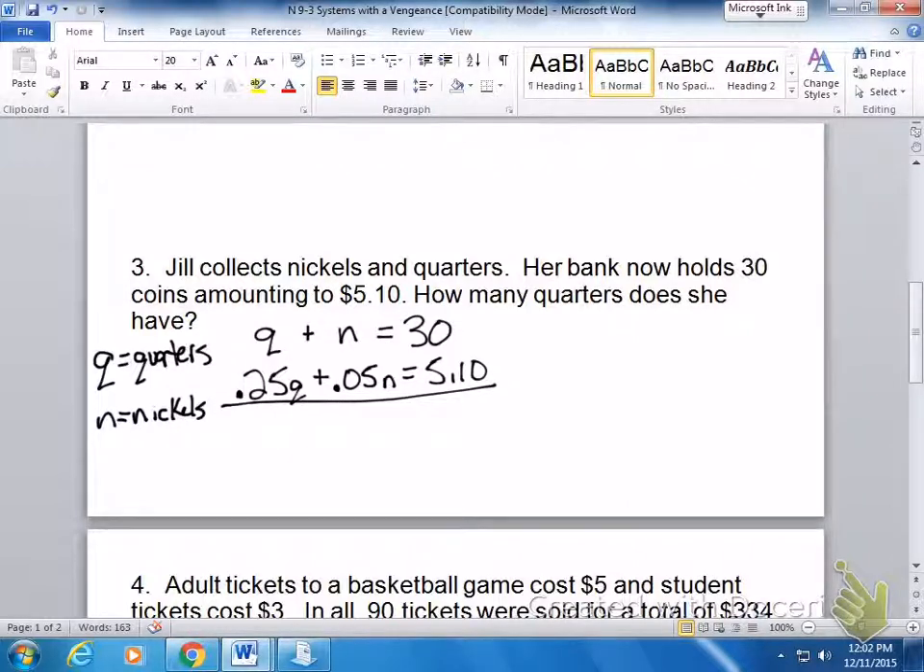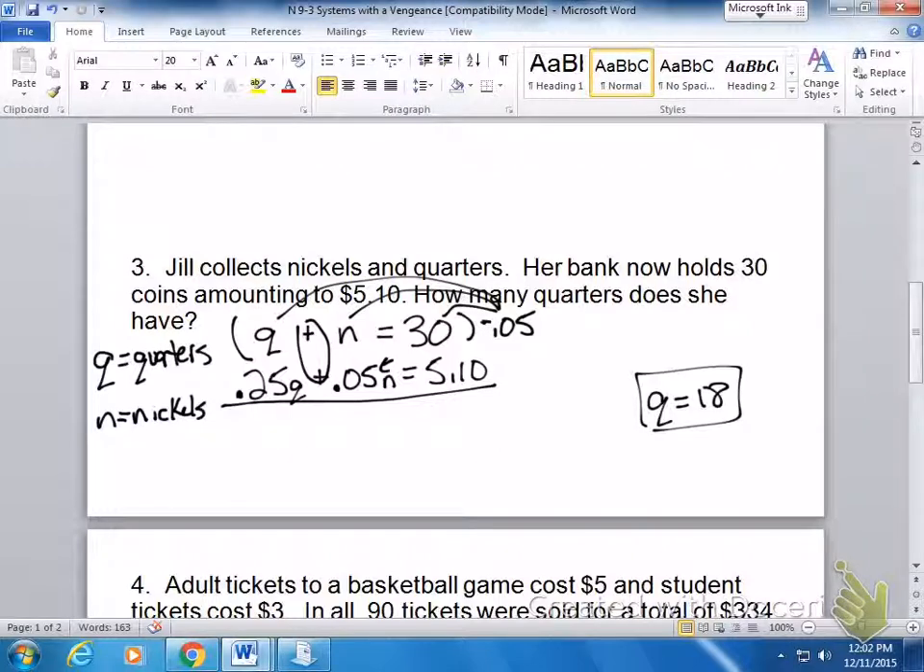So this one looks like it's set up for elimination. It says that we're going to try to find quarters, so you want to try to eliminate n. So if I was going to eliminate n, I would multiply the top equation by negative 0.05, the number that's in front of the n in the other equation, but since they're both positive, I need to make it negative. So you can distribute that 0.05 over those parentheses, then you can solve for quarters. When you do that, you should end up that you have 18 quarters. All right, so let's go to the next page.